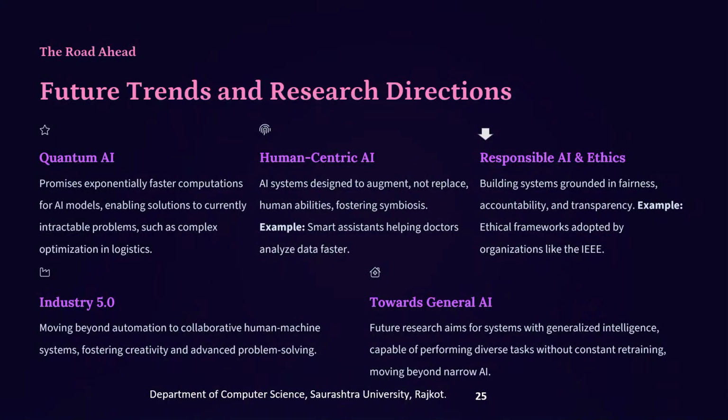Same way, we need human-centric AI. Currently, we have AI, but it is not human-centric AI. Same way, we need responsible AI and ethical AI. Same way, we need Industry 5.0 supportive AI. Once we use certain artificial intelligence applications, they will be supportive of the human, not a replacement for the human. And toward general AI. These are some emerging applications you can use in the future.